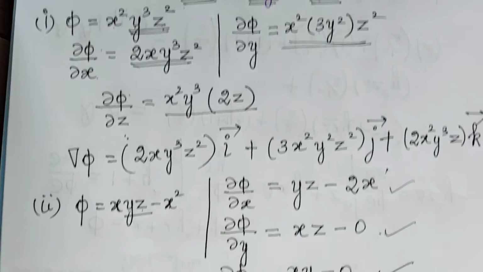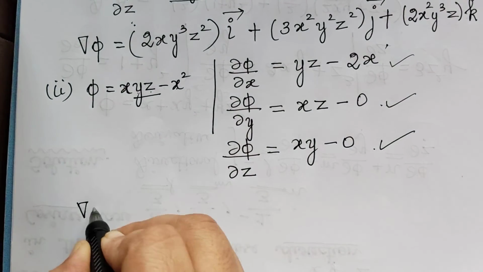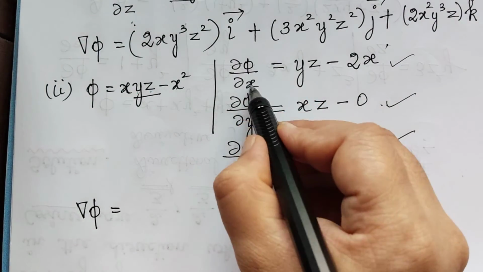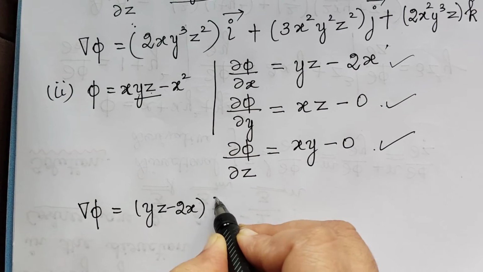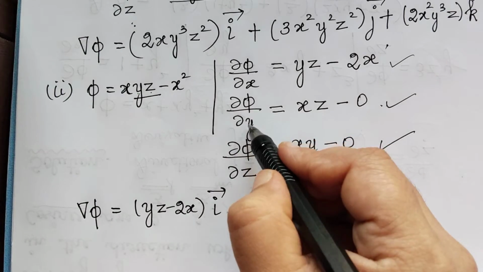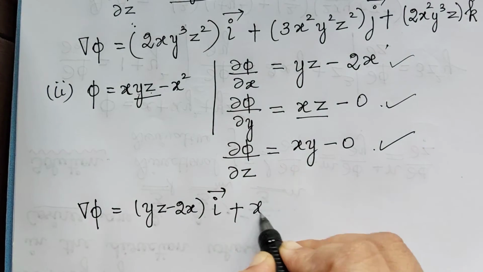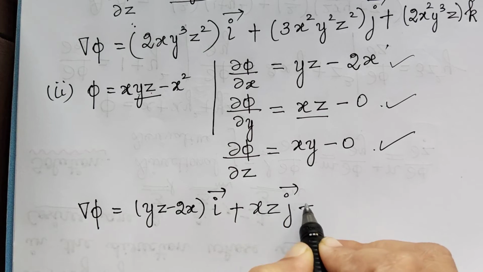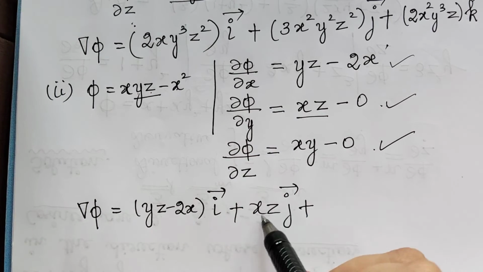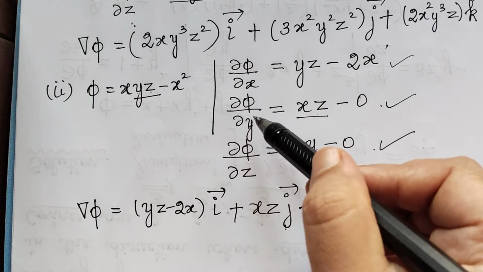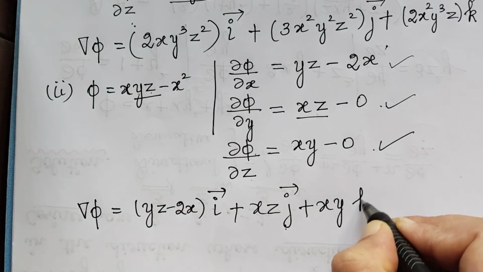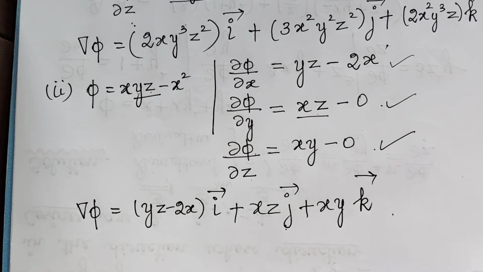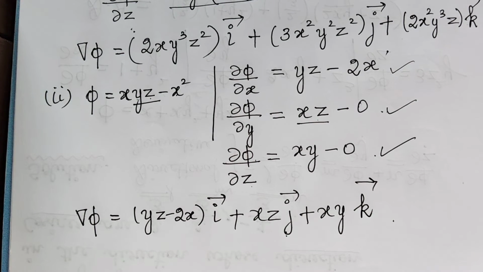Now we shall substitute these three over here in this formula. So what will be nabla phi? Nabla phi will be equal to dou phi by dou x i vector, so yz minus 2x i vector, plus dou phi by dou y j vector, so xz j vector, so that we have written here. Then dou phi by dou z k vector, which is xy k vector. So this is the answer for the given subdivision. Hope you have understood these two subdivisions, how to solve it.